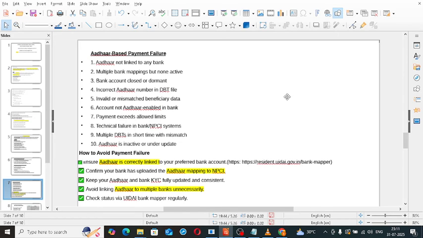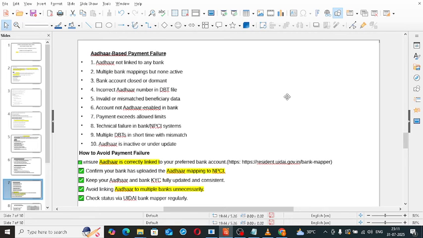When can an Aadhaar payment fail? I could see that there are many reasons an Aadhaar payment can fail. Suppose Aadhaar is not linked to any bank. You have an Aadhaar number, but that Aadhaar is not linked to any bank, so you cannot get the direct benefit transfer. Multiple bank mapping, but none active. Suppose you give your Aadhaar to multiple banks, but none of the banks provide the details to the NPCI mapper. That mapping will not be activated for NPCI, right? Because the bank did not share the information with the NPCI mapper.